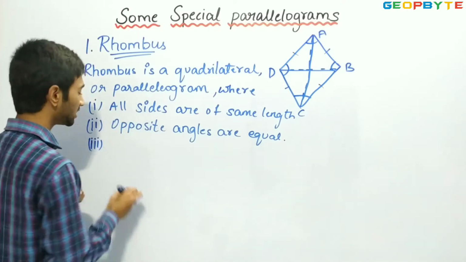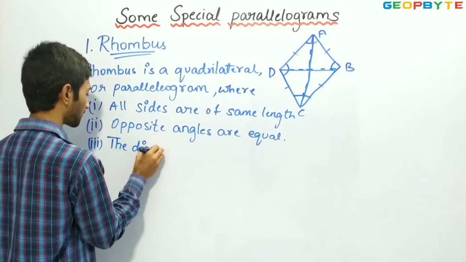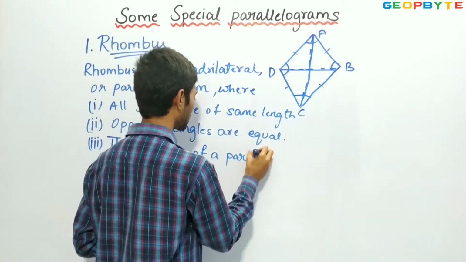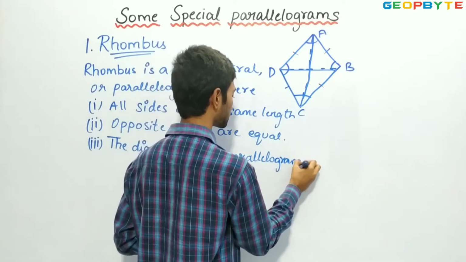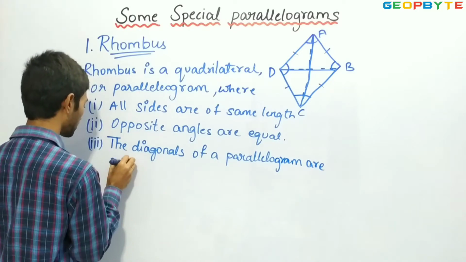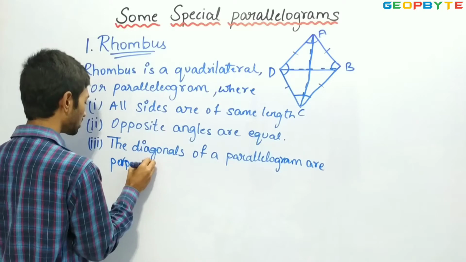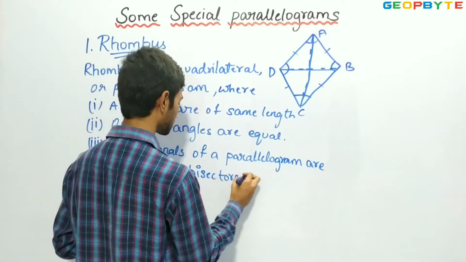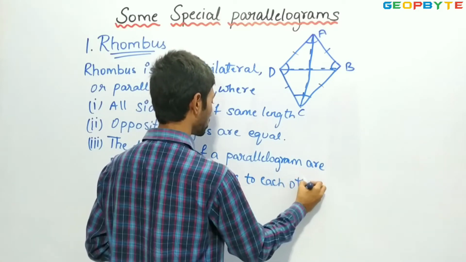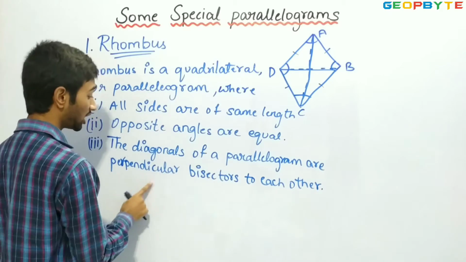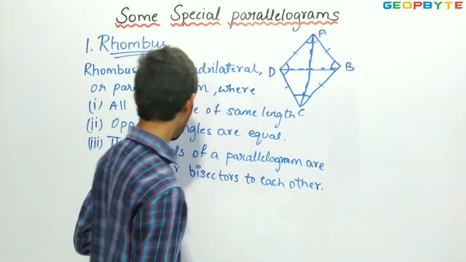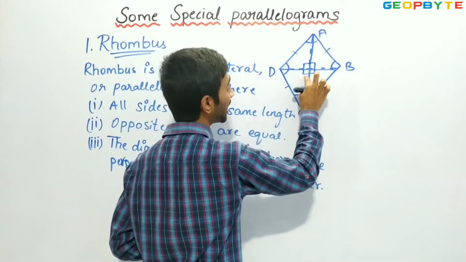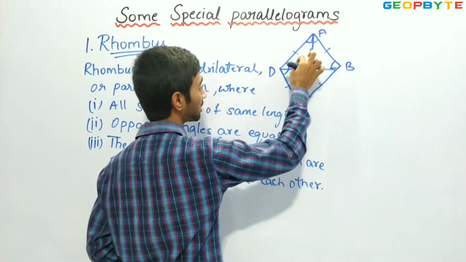the property while coming to the diagonals of a parallelogram are perpendicular bisectors to each other. So the diagonals of a parallelogram are perpendicular bisectors to each other. We know that perpendicular bisector means we will have 90 degrees all around. So this angle will be 90 degrees, this angle will be 90 degrees, and this angle will be 90 degrees.